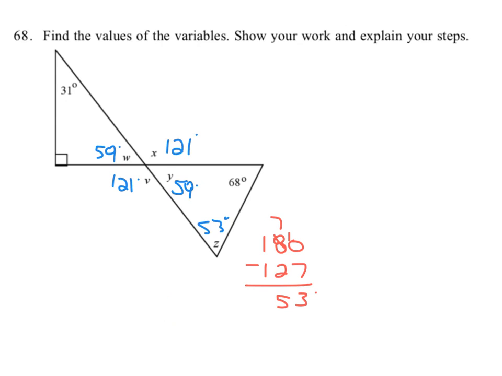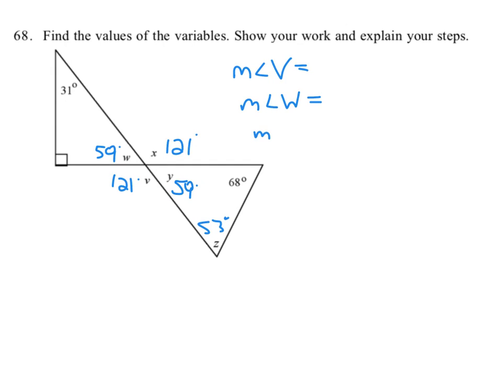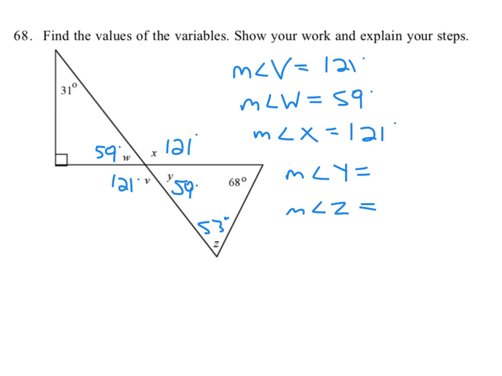Okay, so I'm going to make a list here of the angles, and we will say, let's see, measure of angle V, measure of angle W, measure of angle X, measure of angle Y, and the measure of angle Z. Okay, and the measure of angle V, 121, W, 59, X, 121, Y, 59, and Z, 53.